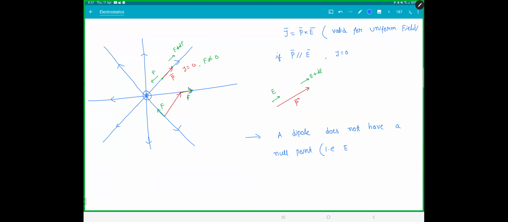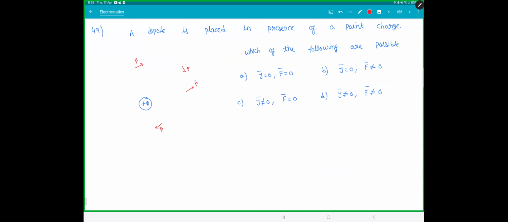That is the point where the field is 0. Therefore, force on the charge can never be 0. And by Newton's third law, the force on the dipole also can never be 0. You can get torque 0, but you can never get 0 force. By third law, the force on dipole is also not 0. So in your options, wherever there is force 0, those are wrong. So these two are right.